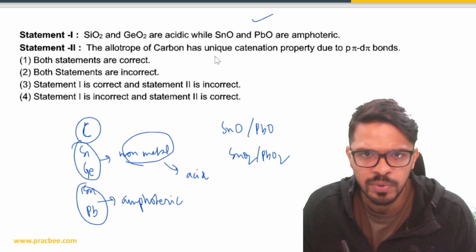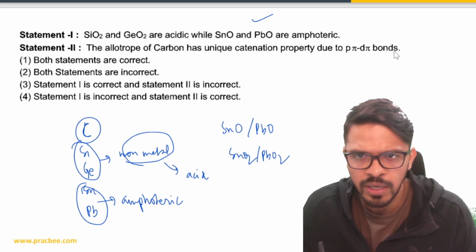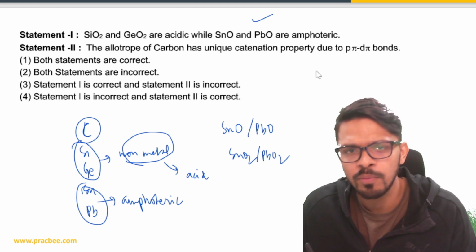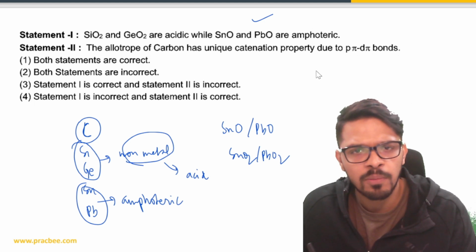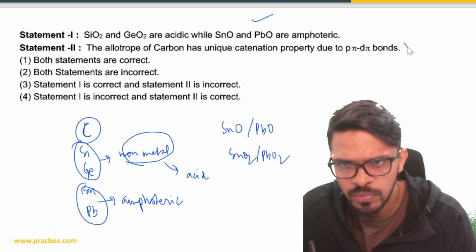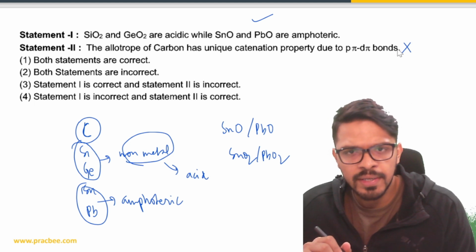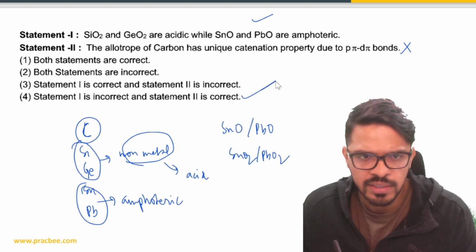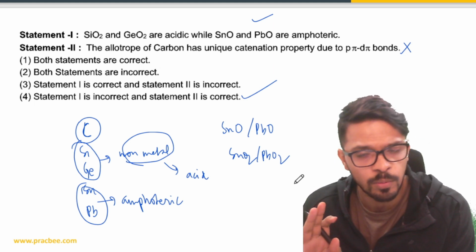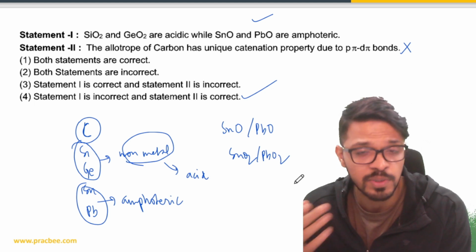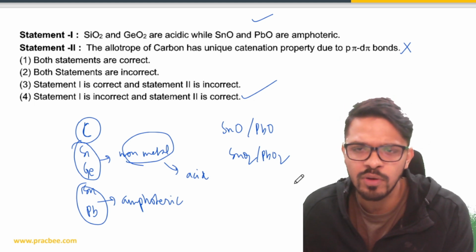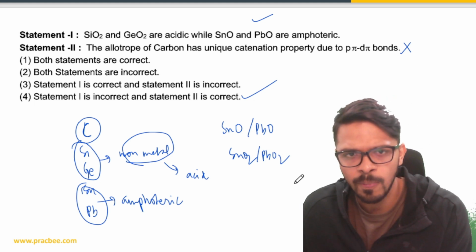The allotrope of carbon has unique catenation property due to p-pi d-pi bonds. Carbon doesn't have d orbital, so how can it form p-pi d-pi bonds? It can only form p-pi p-pi bonds, so this statement is incorrect. The first one is correct, the second is incorrect. The correct statement is the fourth. Carbon has unique catenation property, that is correct. It is tetravalent, or it forms a large number of bonds. Everything is correct, but the bond it forms is generally p-pi p-pi bond.